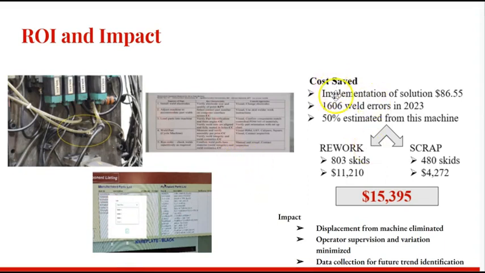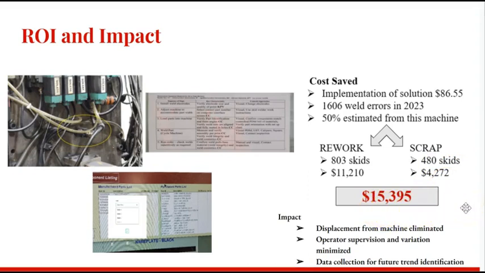And this cost saved, so the implementation of the solution cost a total of $86.55 in parts and labor. And then using the data collected from 2023, there were 1,606 weld errors. And then 50% of these weld errors are estimated to be from this machine, which this rework would cost for 803 skids would be $11,210. And then we estimated that about 480 skids were destroyed during that year, which cost $4,272. And this totals out to $15,395 saved per year.